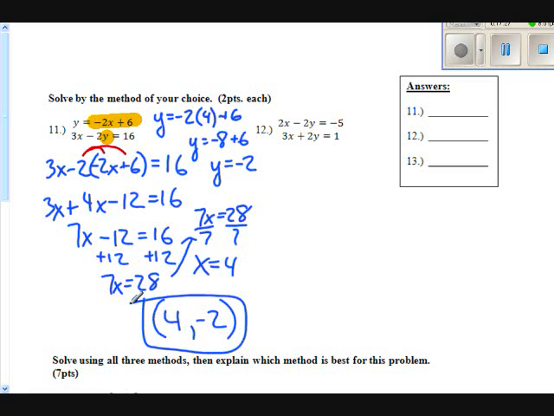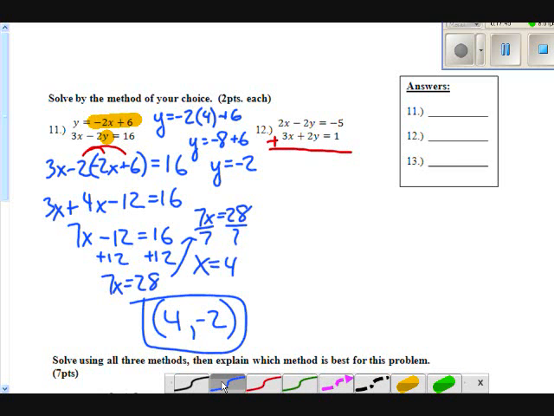All right, if I look at the next one, the obvious choice here is so obvious it hurts. I've got a negative 2y and a positive 2y. Everything's lined up for elimination. It looks great, so I'm going to use elimination. I'm going to add these two together. So 2x plus 3x is 5x. Negative 2y plus 2y is 0.